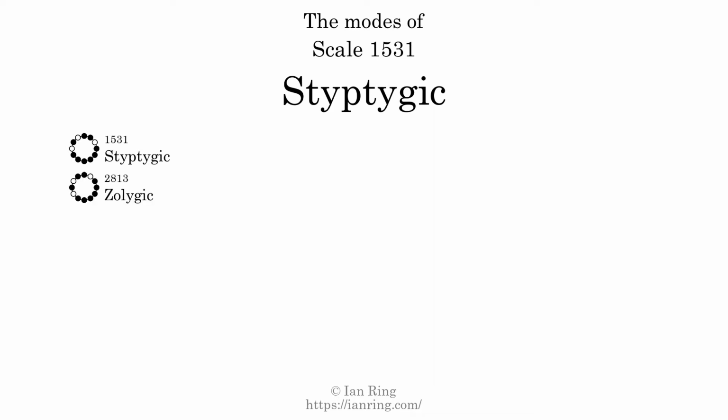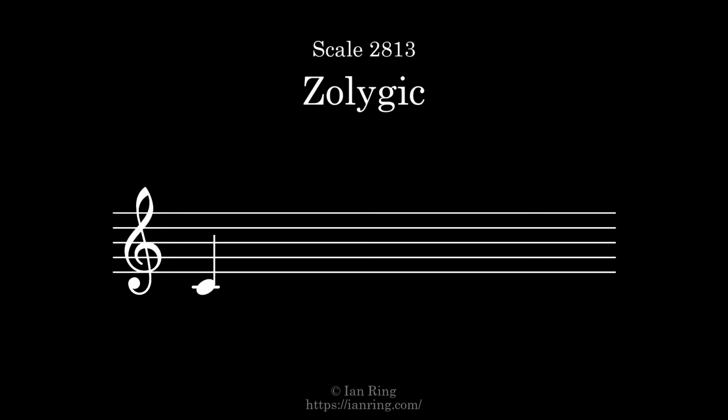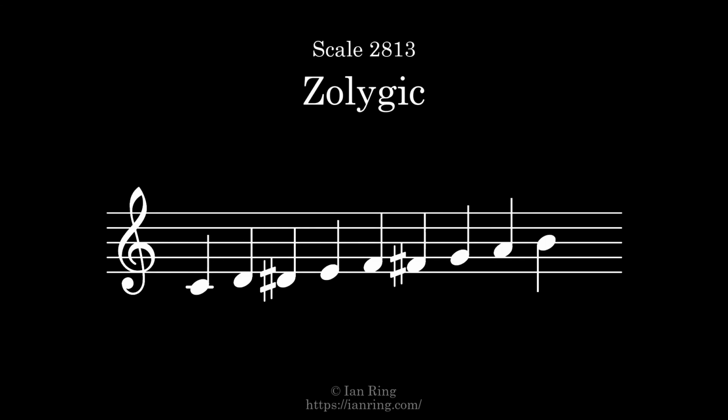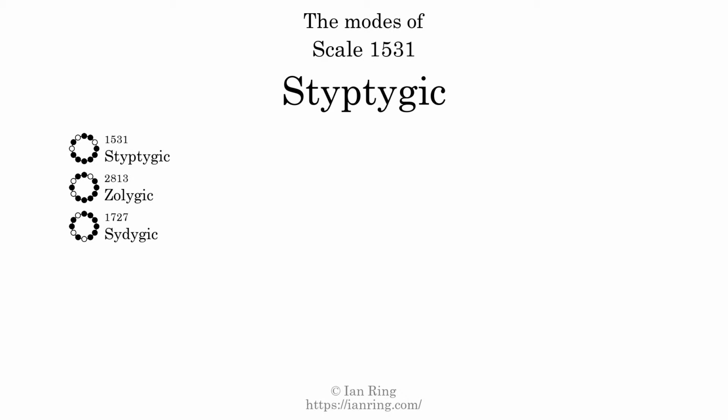The second mode is scale 2813, also known as Styptygic. It sounds like this. The third mode is scale 1727, also known as Styptygic. It sounds like this.